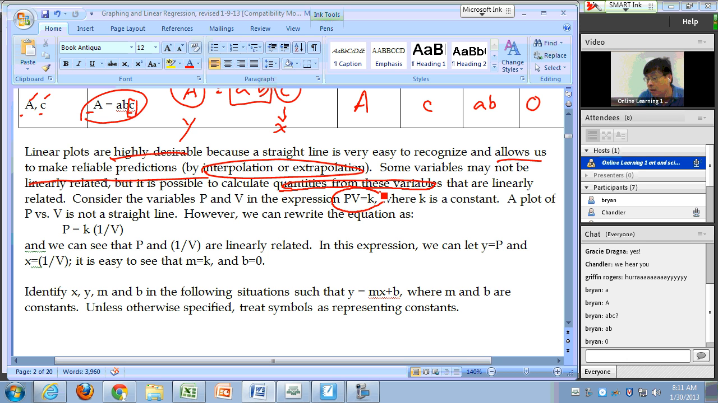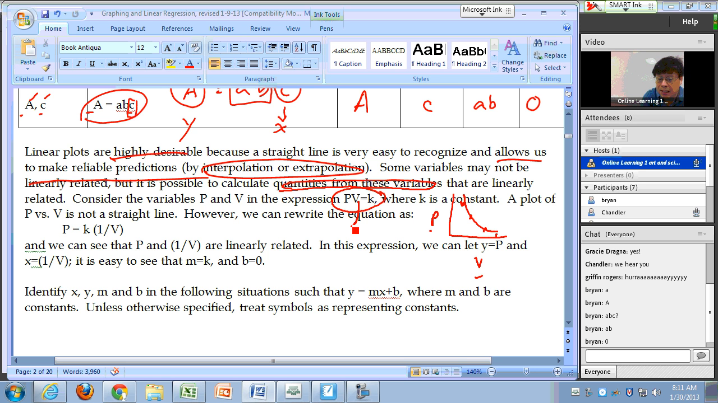Pressure times volume equals a constant. Now, if you're going to make a plot of pressure versus volume, you're going to find that it's not going to be a straight line. It's going to be a curve, okay? So if we have pressure and volume data, and we want to plot a straight line that would allow us to determine K, the way we do that is we rearrange this into a form that we can plot as a straight line.